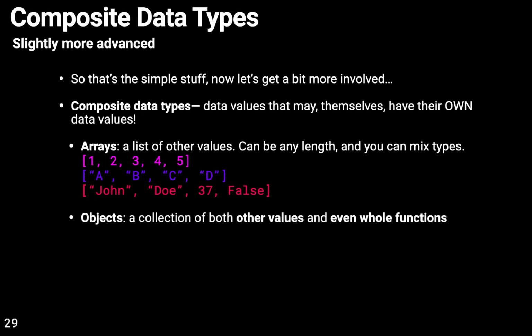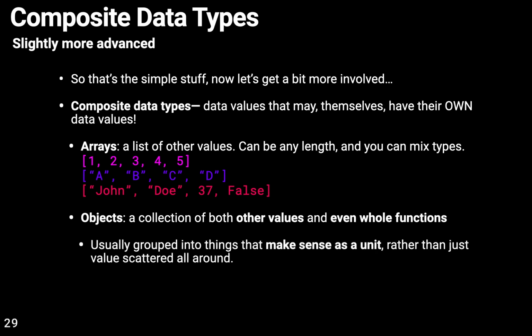Objects, on the other hand, are collections of both other values and also whole functions. You can do whole operations within an object. So the idea of an object is you're usually grouping things into chunks that sort of make sense as a unit rather than just having random variables strewn all around. And we've seen them before. We'll get to that in a minute.